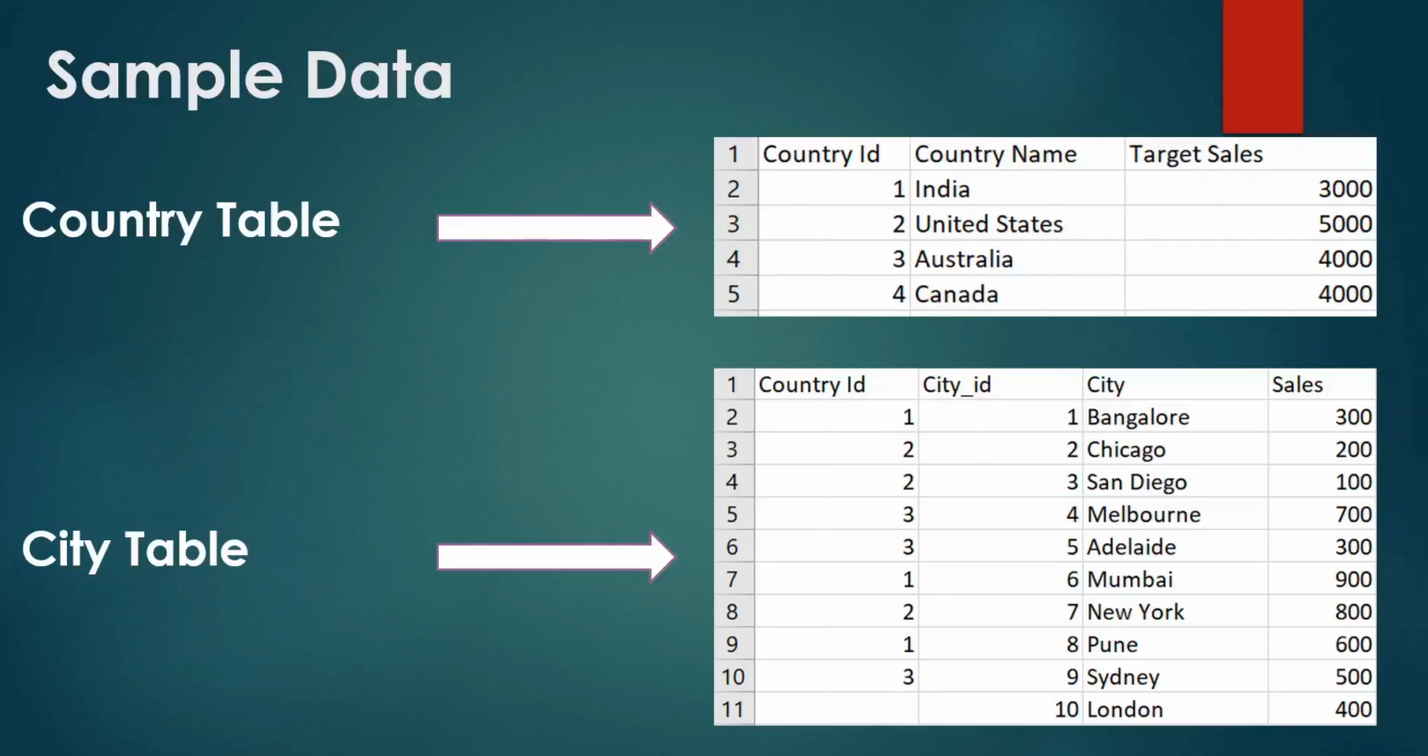Just to give you an overview of this data, we have sales data, where we have the country, then country name, and the target sales for that country. Obviously this target sales is in USD dollars. And then we have a country ID, then city ID, then city and sale. As we can understand, we have data at a more granular level, that is at the city level. We will be understanding all these concepts with the help of this sample data.